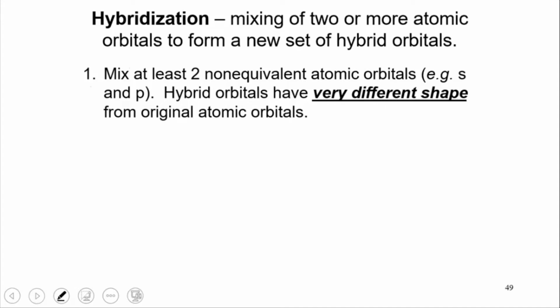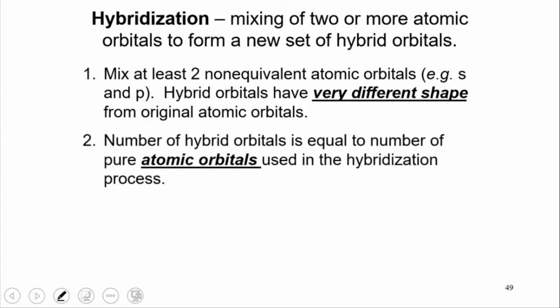These hybrid orbitals that are formed, and essentially when we say mix, what that means is essentially recalculating the wave functions to yield new orbitals, not the original s and p's, but hybrid orbitals with different shapes from the original atomic orbitals.